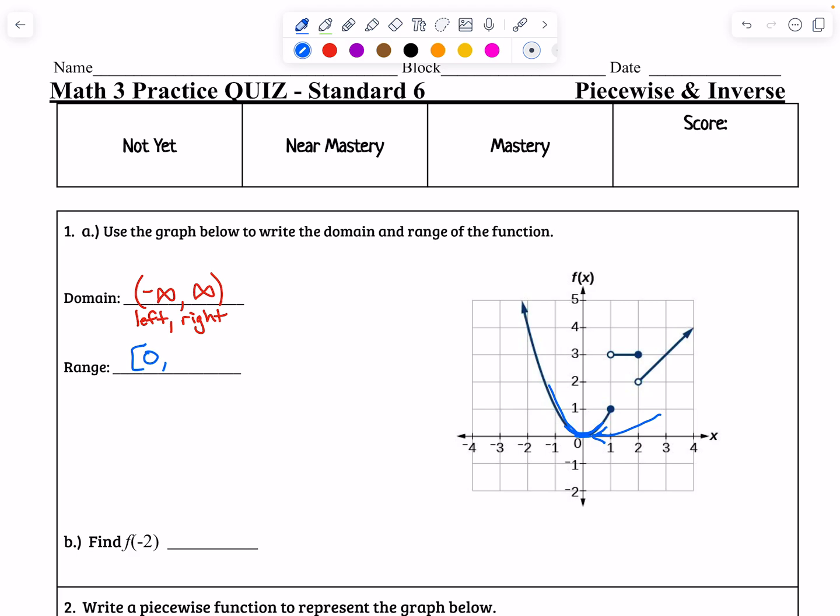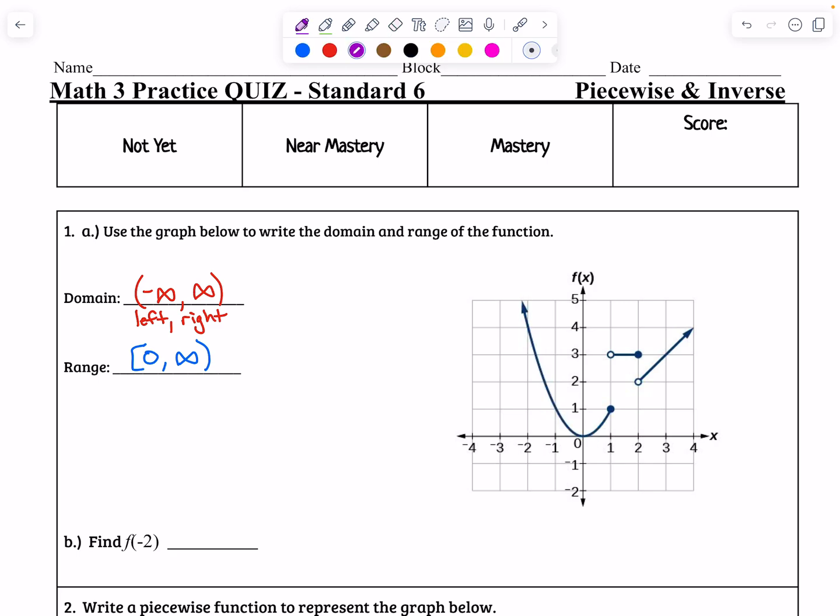And then it also goes up forever, and no values in there would be missing. So we could say this goes to infinity because that piece of the graph goes up forever. And if one piece of the graph goes up forever, the whole thing is considered to go up forever. So that's the domain and the range.